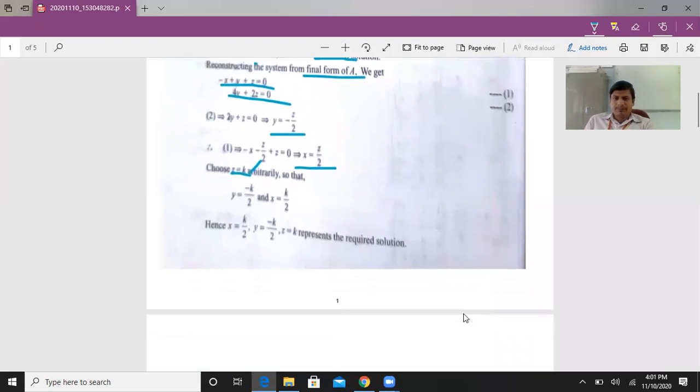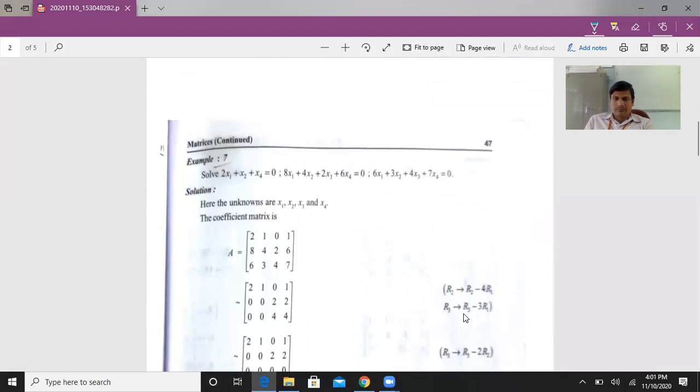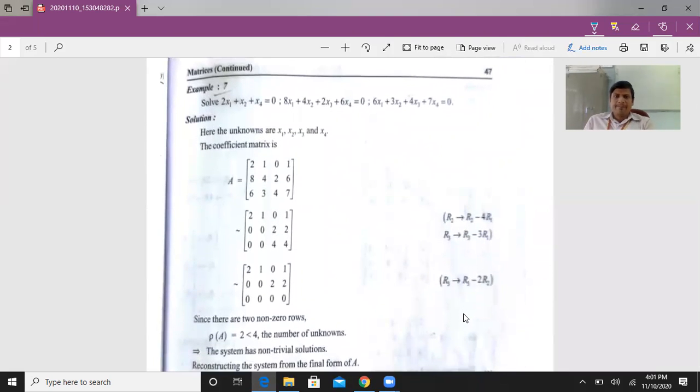Next example. See here, this is to solve. There are three equations and unknowns. 2x1 plus x2 plus x4 is equal to 0. Okay, 8x1 plus 4x2 plus 2x3 plus 6x4 is equal to 0. Then 6x1 plus 3x2 plus 4x3 plus 7x4 is equal to 0. Then you write the solution. Here the unknowns are x1, x2, x3 and x4, that is 4 unknowns.